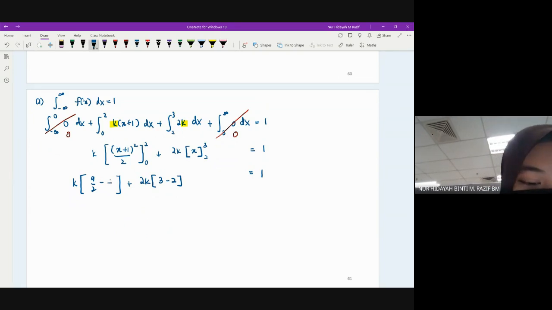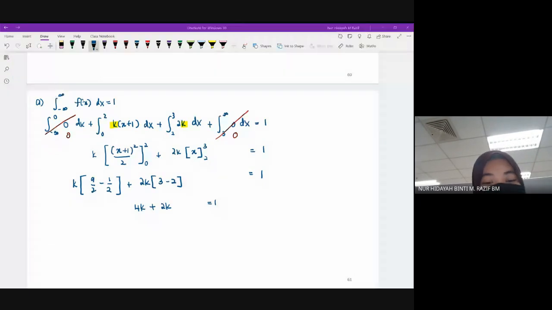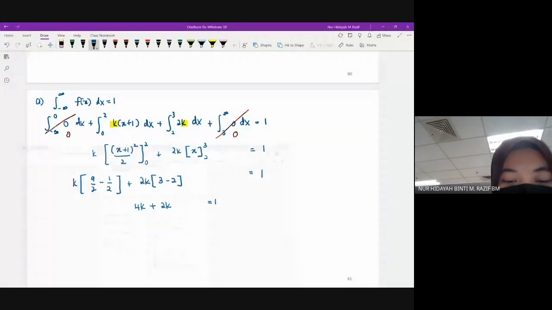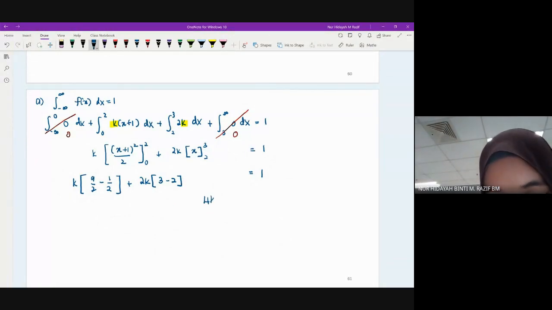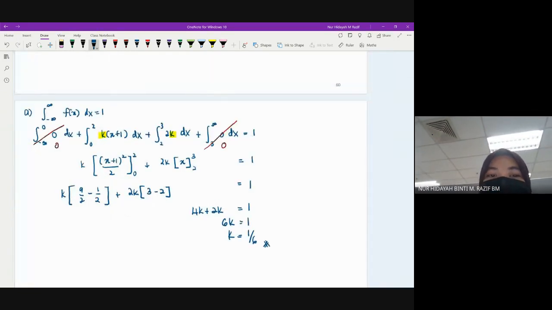Okay, so kita kira dapat 9/2 tolak 1/2, you get 8/2 which is 4K. Okay, so 4K ditambahkan dengan 2K, nilai you akan dapat sama dengan 1. Jadi kita kira dapat 6K sama dengan 1, K sama dengan 1/6. So dah dapat nilai K sama dengan 1/6 seperti yang soalan minta.